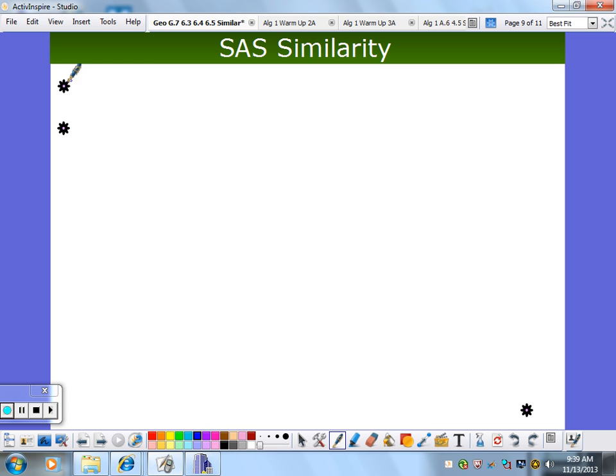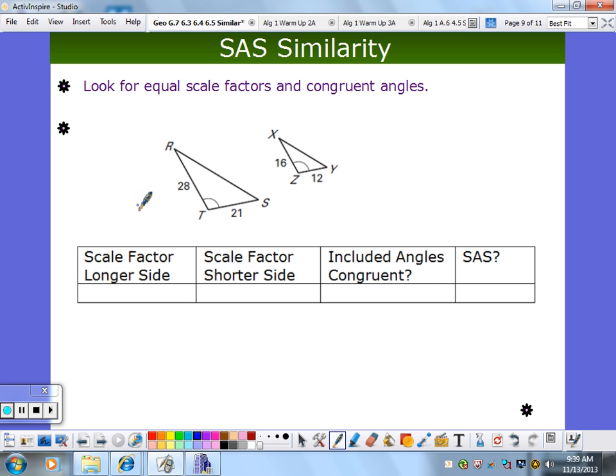Alrighty. The last one, side angle side, it's a similar idea. You're going to look for equal scale factors, but that included angle has to be congruent. So I've got two of them here, and it's in side angle side configuration, same like the triangles with congruent side angle side, it is that included angle. So let's look at the 28 and the 16 and see what the scale factor is.